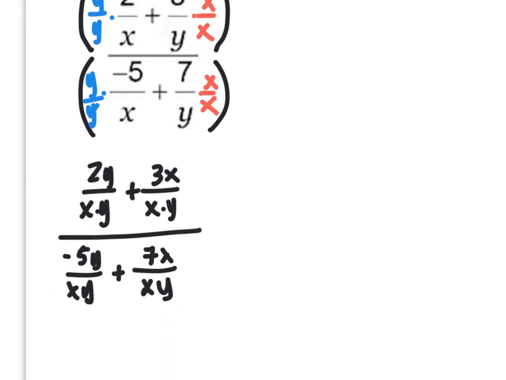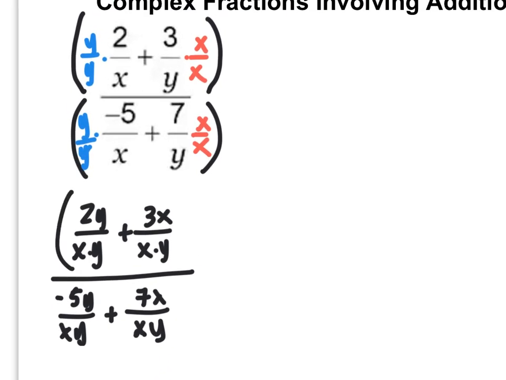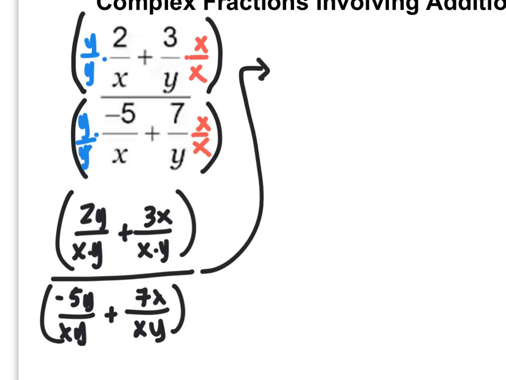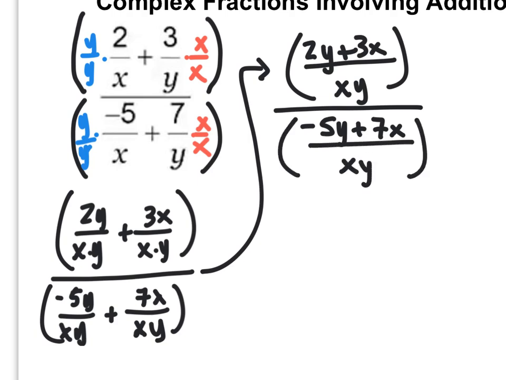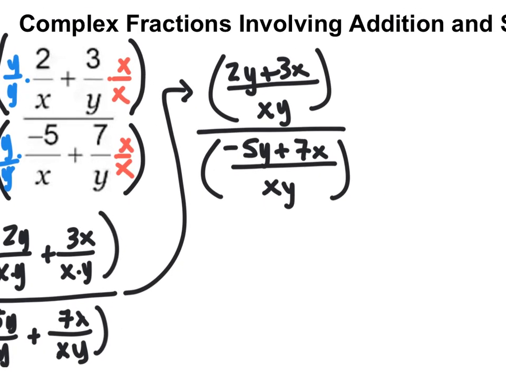Now I still have my numerator and my denominator. Because I have a common denominator within my numerator, I can write this as 1 fraction. So this is really just 2y plus 3x all over xy, and that's my numerator. Then we're dividing that by our denominator, which is negative 5y plus 7x, all divided by xy. Now, when we're dividing fractions, remember, we multiply by the reciprocal.